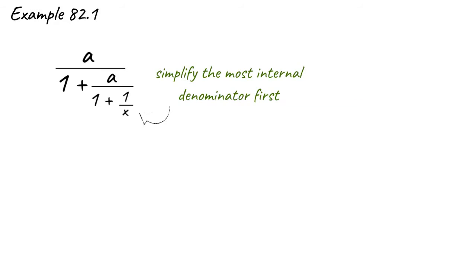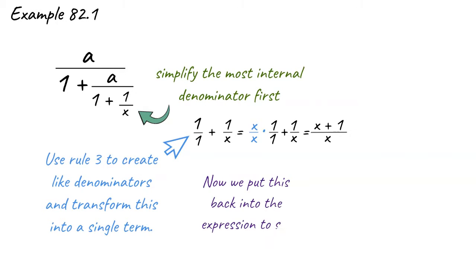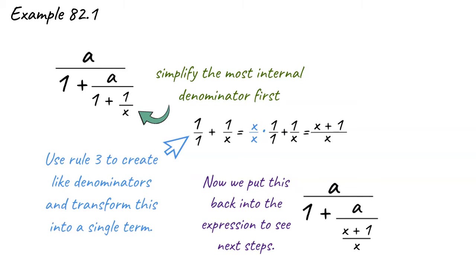We'll simplify the most internal denominator first, in this case 1 plus 1 over x. Now we'll use Rule 3 and multiply the fraction 1 over 1 by x over x. Now we put this back into the expression to see next steps.